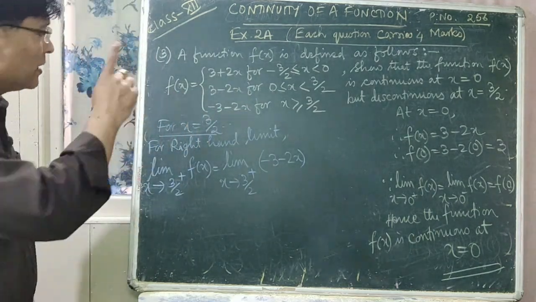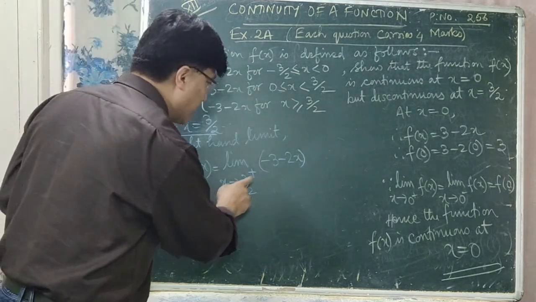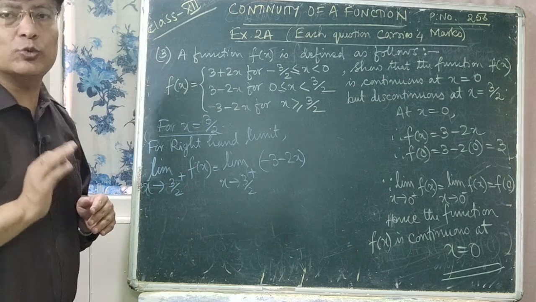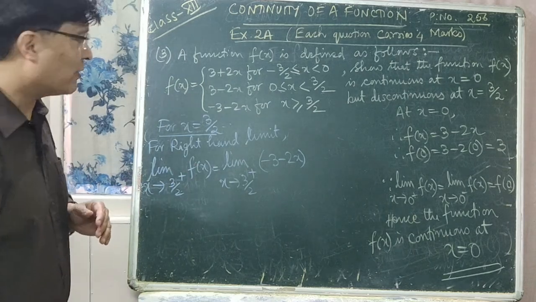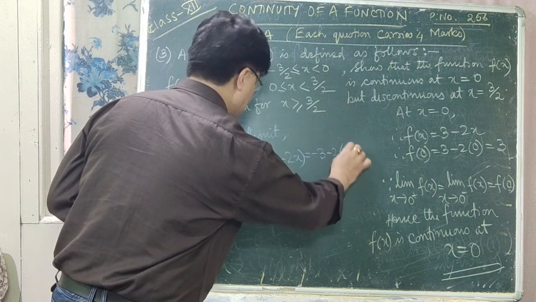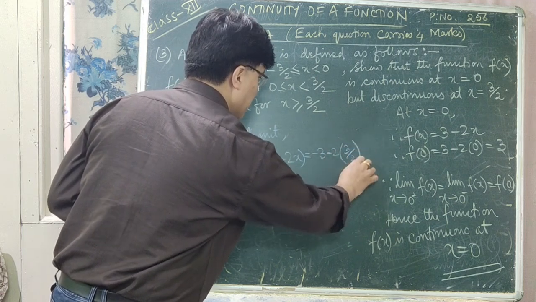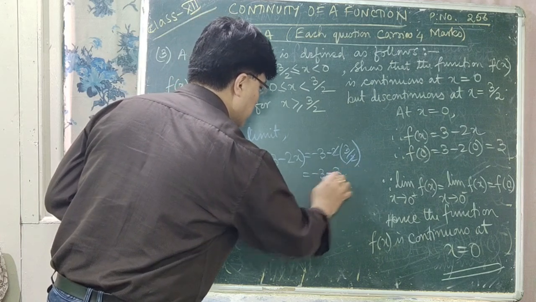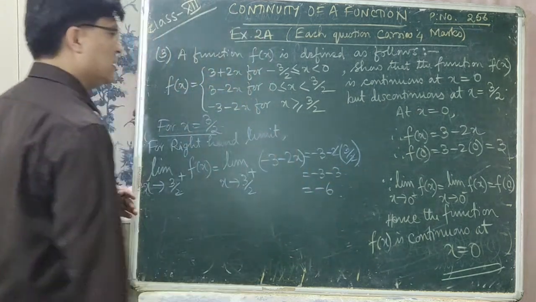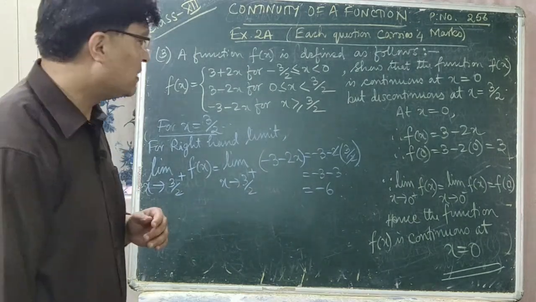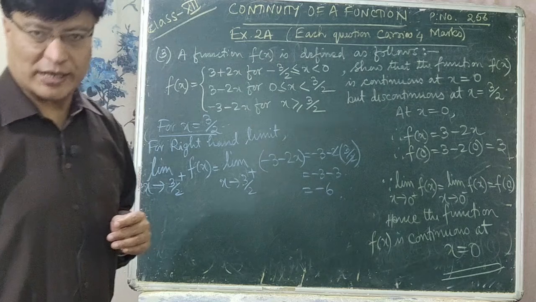Is that clear? Now you can put the value of x as 3 by 2 in this case, because x is approaching towards 3 by 2 from the right hand side. So it is equal to minus 3 minus 2 into what is x here? 3 by 2. Here 2 gets cancelled. So minus 3 minus 3 is equal to what? It is minus 6. So we got the right hand limit as minus 6.